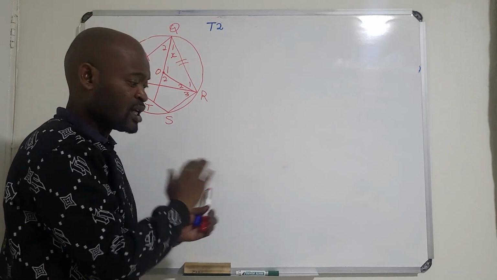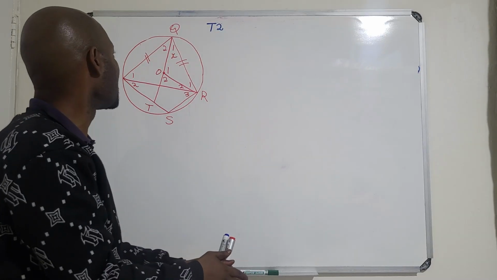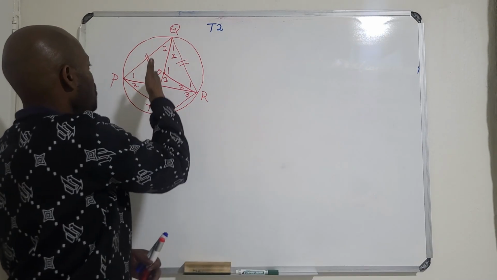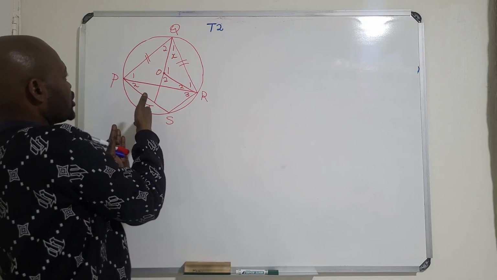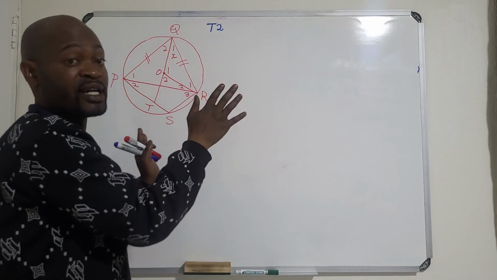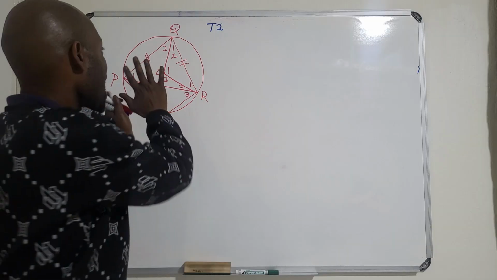Do we have a diameter? They've never talked about any diameter here. Therefore, we can't assume, and you can see it does not even reach there. Therefore, we don't have a diameter. Theorem number 3 is out.